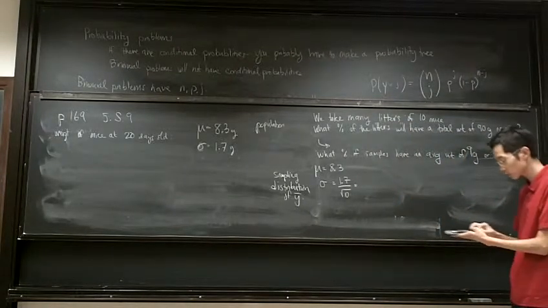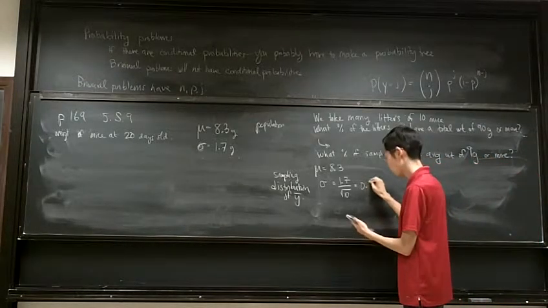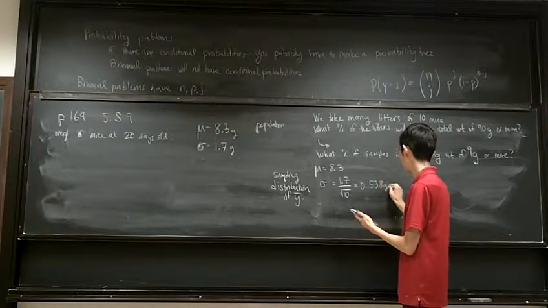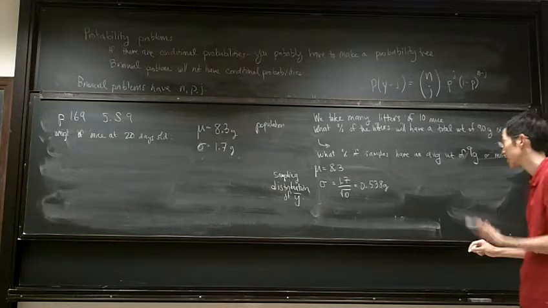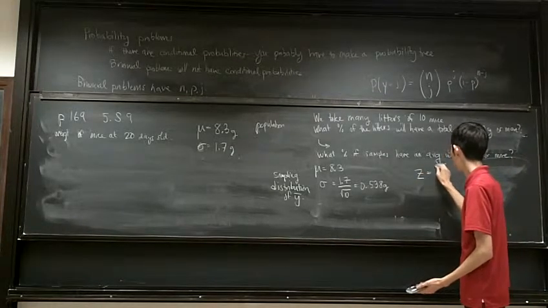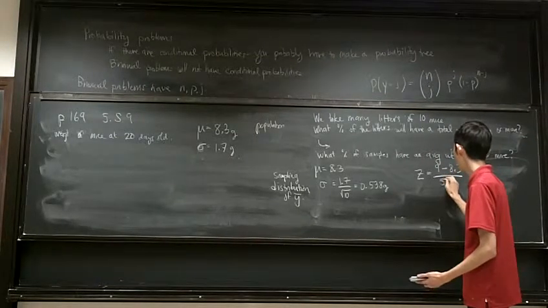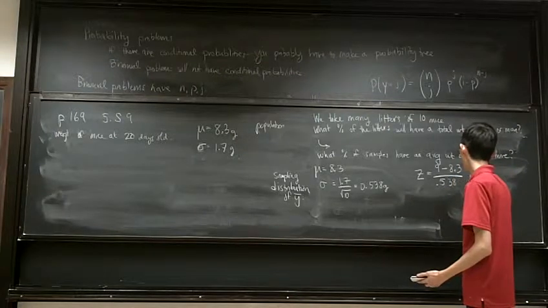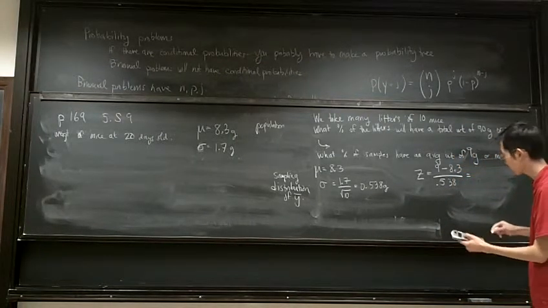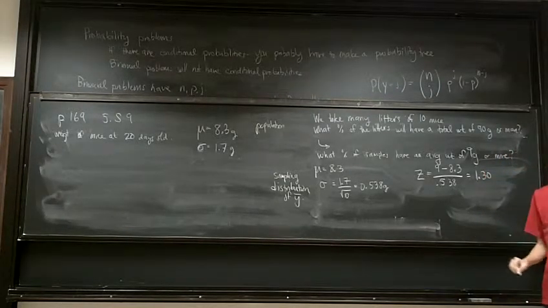Alright, so let me do this. 1.7 over the square root of 10, and I get 0.538 grams. Okay. Alright, so I'm going to get a z score. My z is 9 minus 8.3 divided by 0.538. I actually left all the decimals in, but I get 1.30. Okay, z score of 1.30.